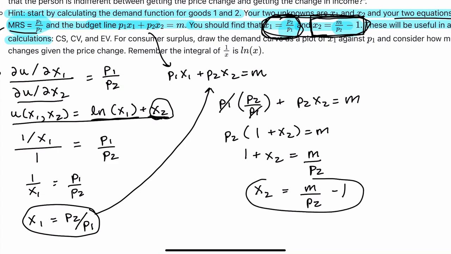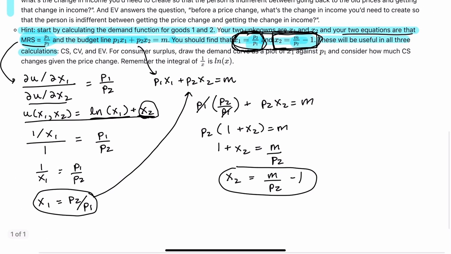Okay. So that's a pretty good start for us. That was our first step. So then I say, for consumer surplus, draw the demand curve as a plot of x1 against P1, and consider how much the consumer surplus changes given the price change. And then I have a hint about that.